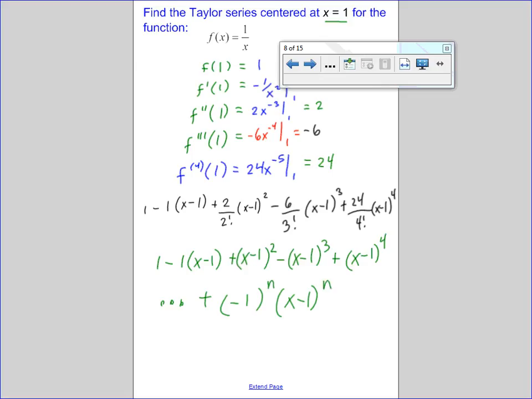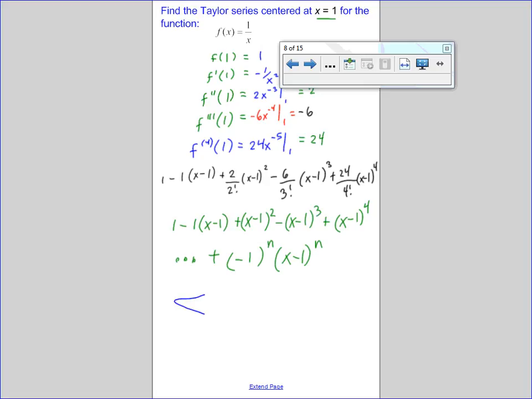Is that it? Do we need any n factorial on the bottom? No, we've taken care of that with our value of the derivative, right? And then divided by that n factorial. And so, our Taylor series representation then is the sum from 0 to infinity of my generalized nth term, negative 1 to the n times quantity x minus 1 to the n. That's pretty sweet.